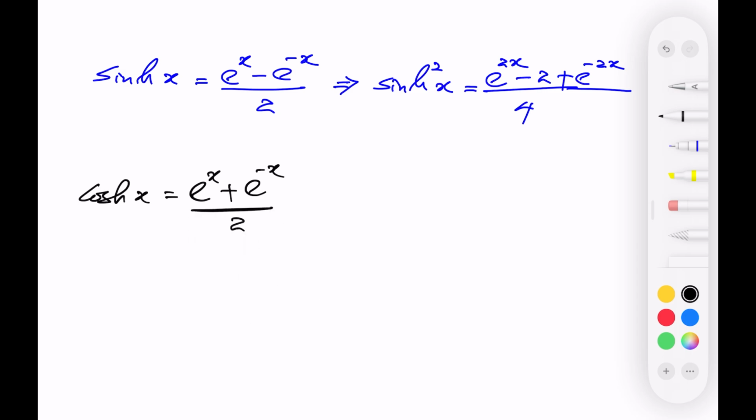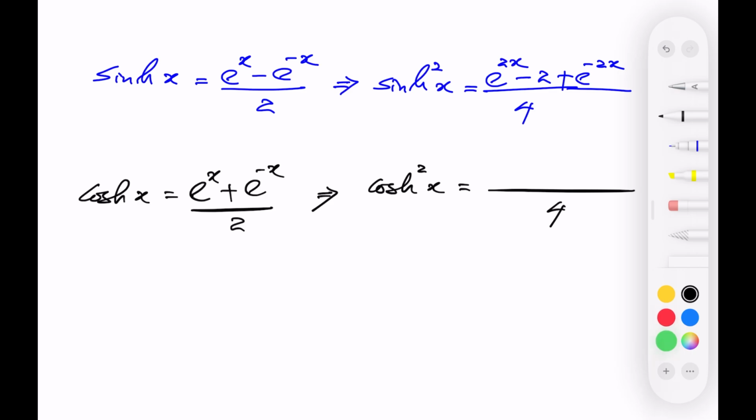All of that's divided by 2. From that, I can obtain hyperbolic cosine squared x, cosh squared x. Just like earlier, once again, I have to square all of these things. When I do so, the denominator is once again very straightforward. It's going to be a 4.